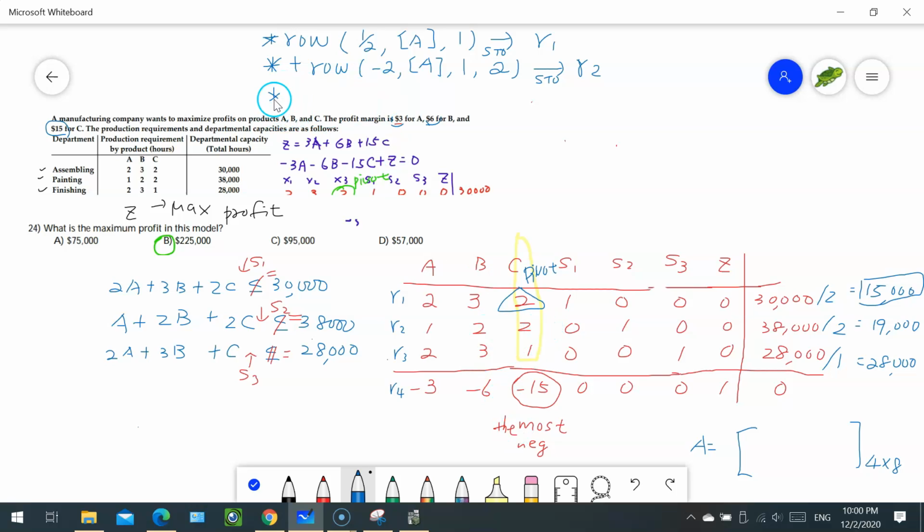Multiply row 1 with negative 1. So matrix A, use the row 1 to multiply by negative 1. Then you combine with the row 3 and then go back to the row 3.